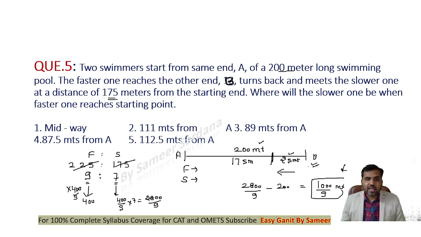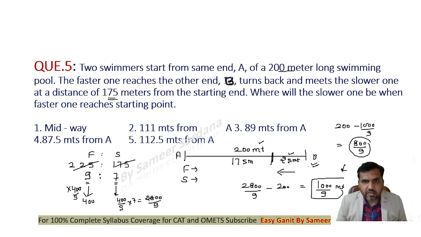From the end B. As you can see, in all of this question we have to find out the distance from A. So from A, the distance will be 200 minus 1000 upon 9. That is 1800 minus 1000, that is 800 upon 9, right? So 800 upon 9 will be the correct answer to the question. Let me check. Are we making any calculation mistake? 9 into 8, 72.